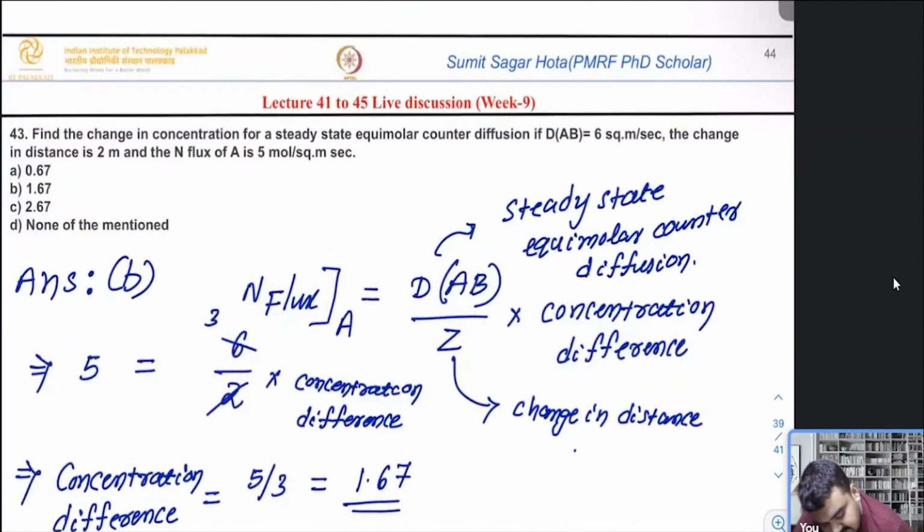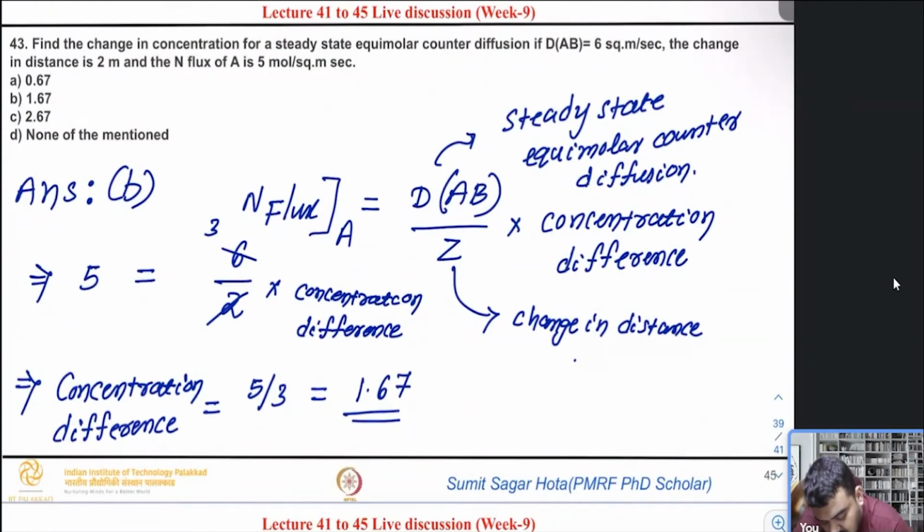Find the change in concentration for a steady state equimolar counter diffusion if D AB equals 6 meter square per second, the change in distance is 2 meter and the n flux of A is equal to 5 mole per meter square second. So this is a problematic question. Here you know very well that n flux of A equals D AB divided by Z into the concentration difference. What is D AB? Steady state equimolar counter diffusion. And Z is the change in distance. When you substitute all these values, we get the concentration difference as 5 by 3, which is 1.67.